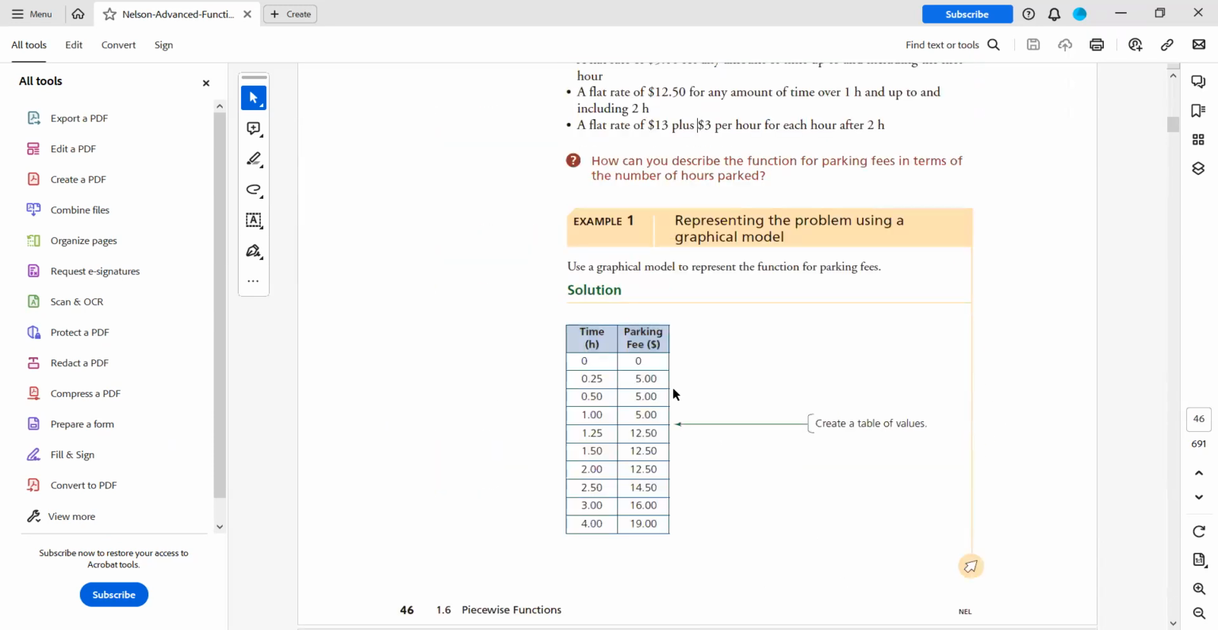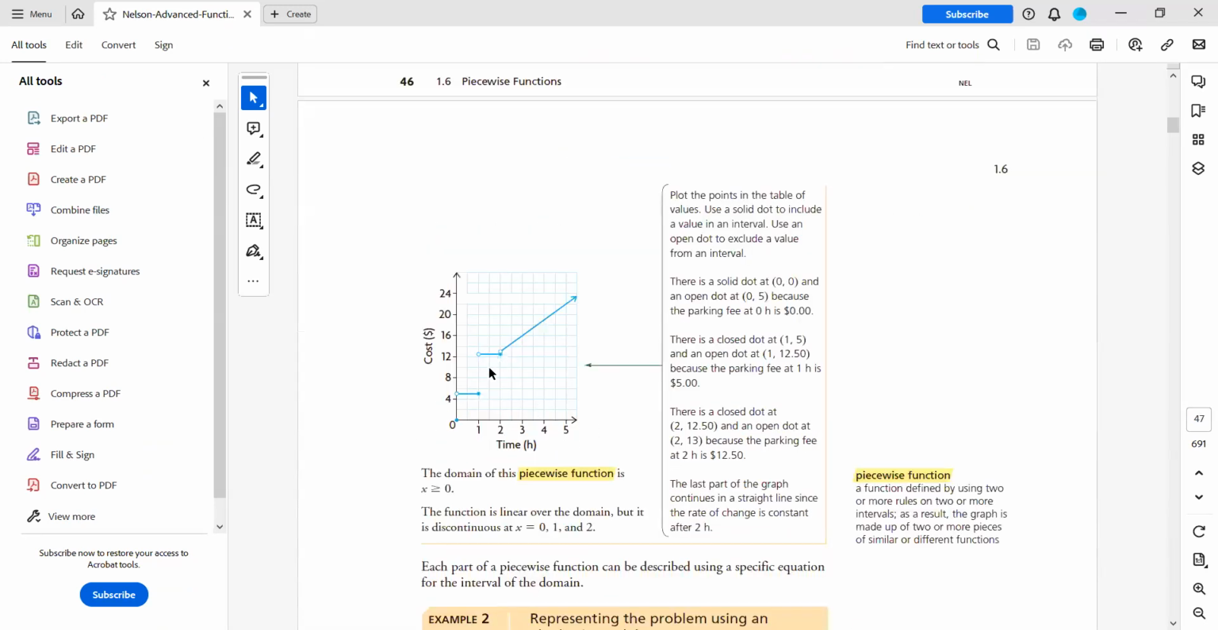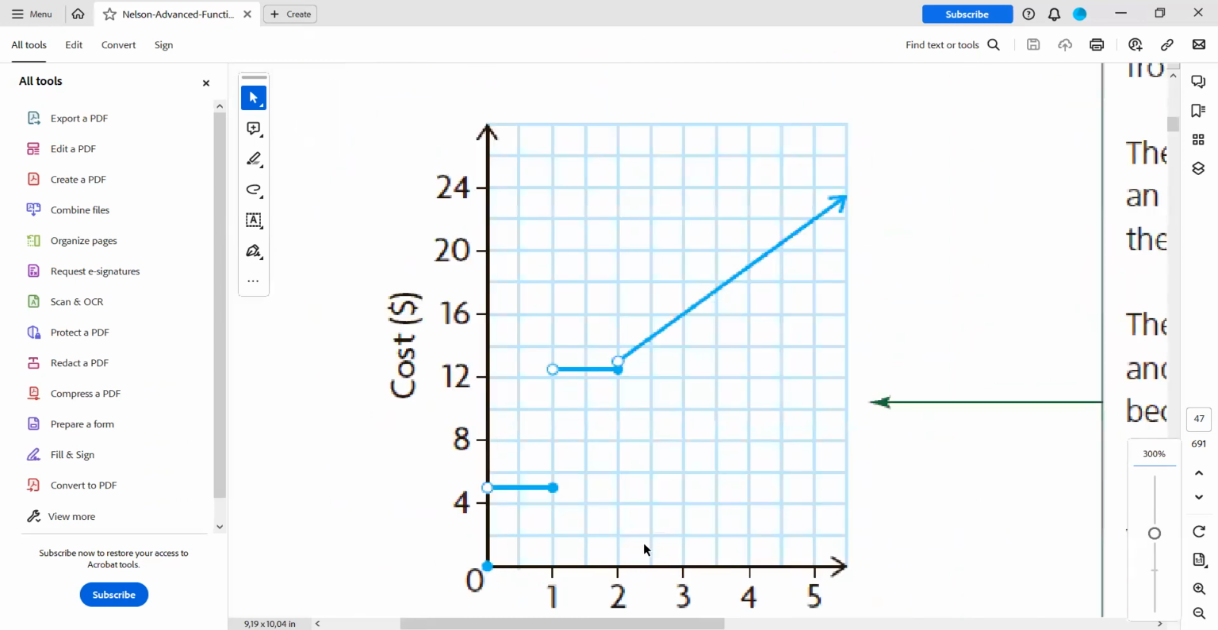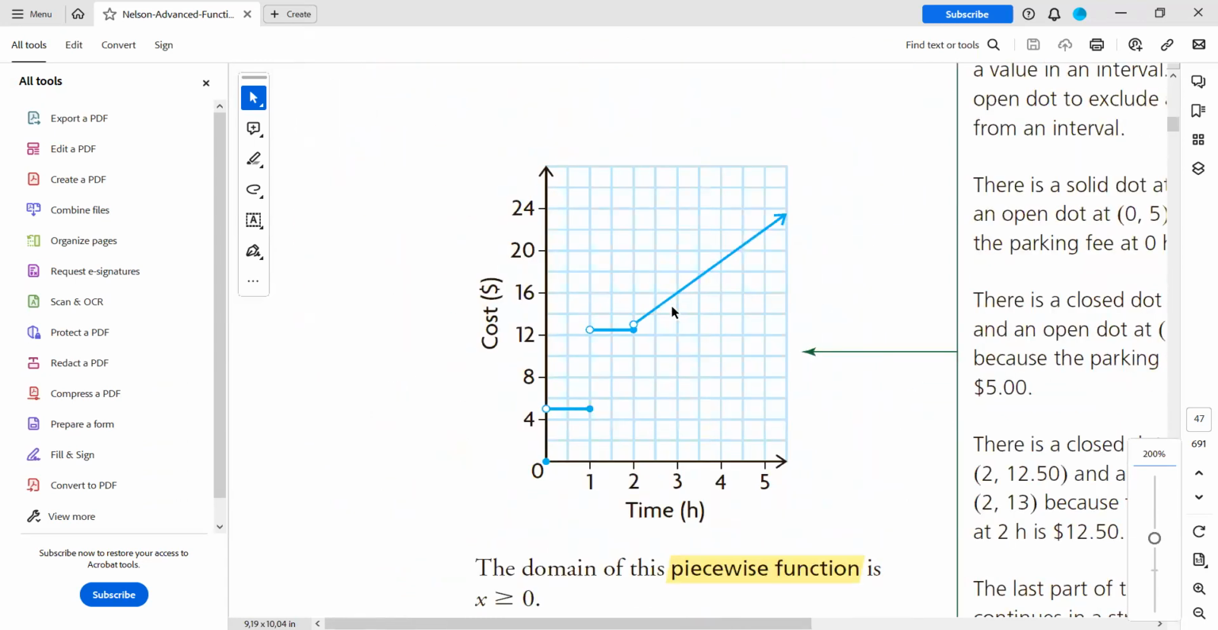This would be the table of values for our function, and this is how they represent this function in the book. Basically exactly what we get, but you see here they include that every hour it's gradually increasing price. In my example, I assumed that after each hour we're just gonna jump up, but what they say is that with each hour your price is gradually increasing by 3.